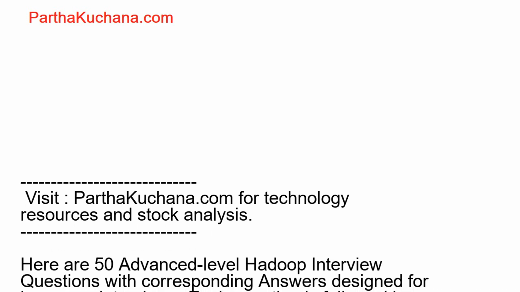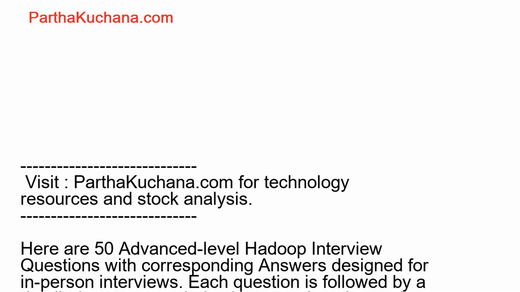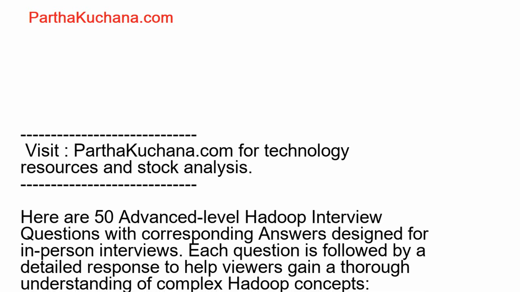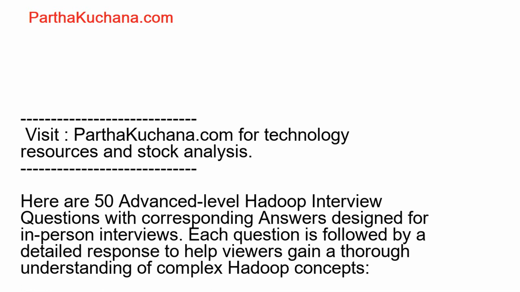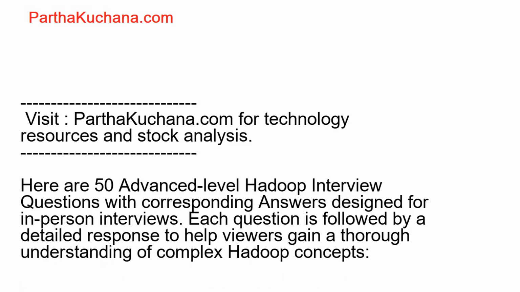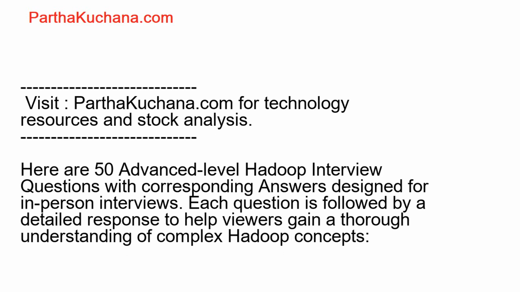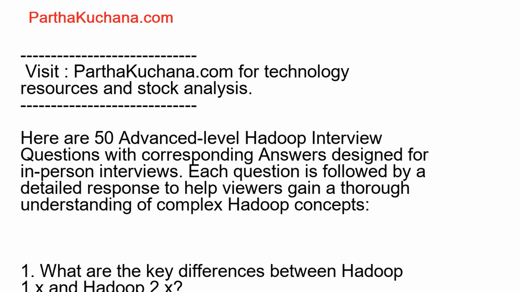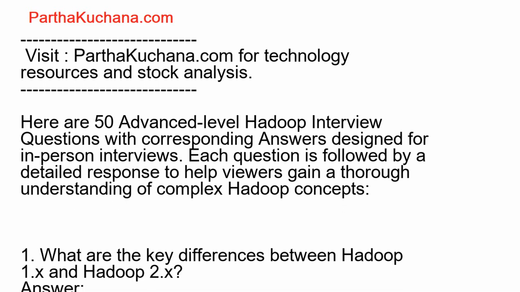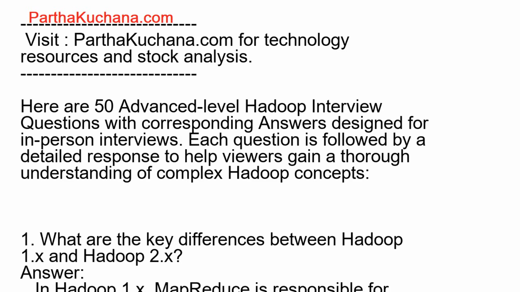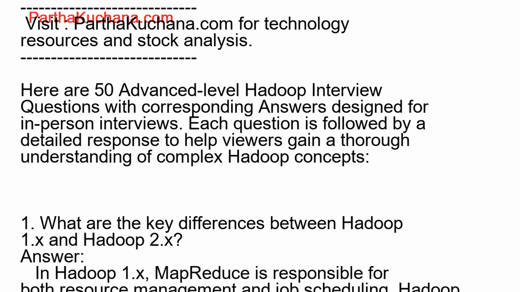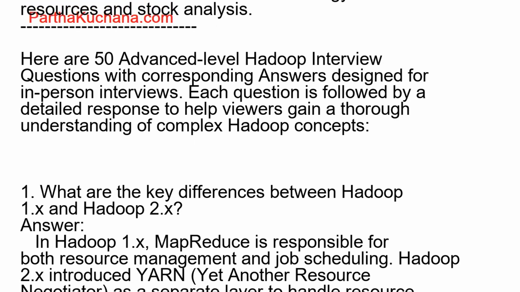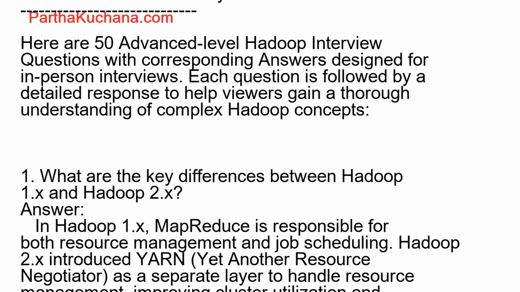1. What are the key differences between Hadoop 1.x and Hadoop 2.x? Answer. In Hadoop 1.x, MapReduce is responsible for both resource management and job scheduling. Hadoop 2.x introduced YARN, Yet Another Resource Negotiator, as a separate layer to handle resource management, improving cluster utilization and scalability. Hadoop 2.x also supports multiple data processing models beyond MapReduce, such as Spark, Tez, and others.